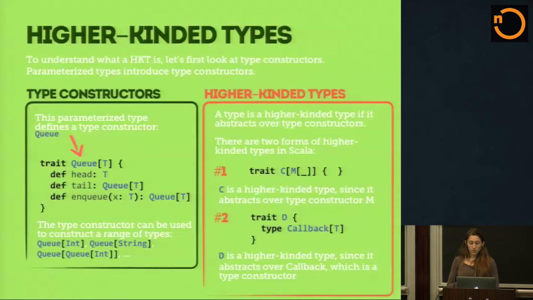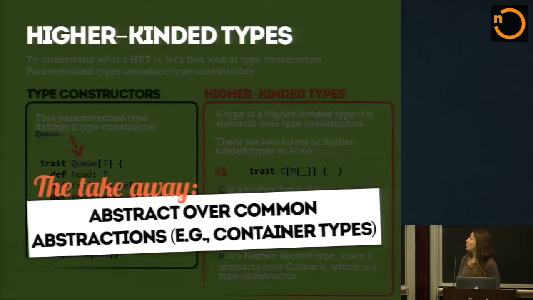You can have two different forms of them in Scala. I think most often people see form number one, where you just see it all together. C is a higher kinded type since it abstracts over the M type constructor, and it's all in line. Another form is where you have a type constructor defined as an abstract member. Here, D is a higher kinded type since it abstracts over callback, which itself is a type constructor. The big idea behind higher kinded types is that you can abstract over common abstractions, like container types. If you've looked at the architecture of the Scala standard collection library, you'll see a lot of this happening.